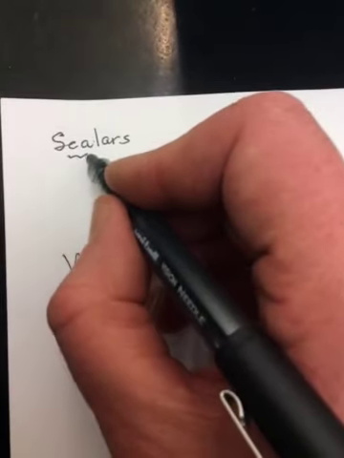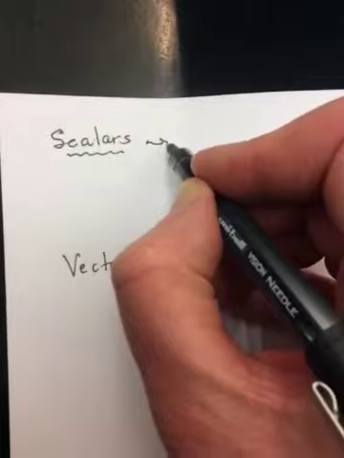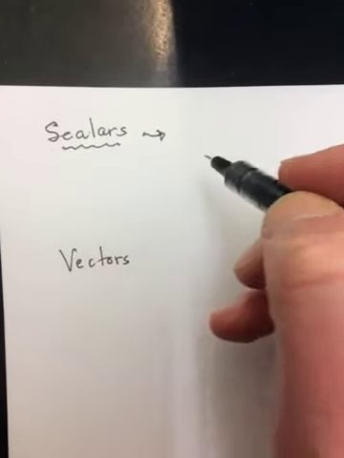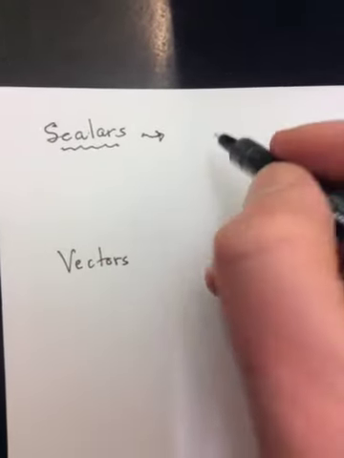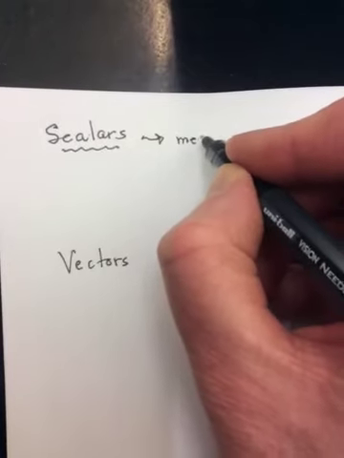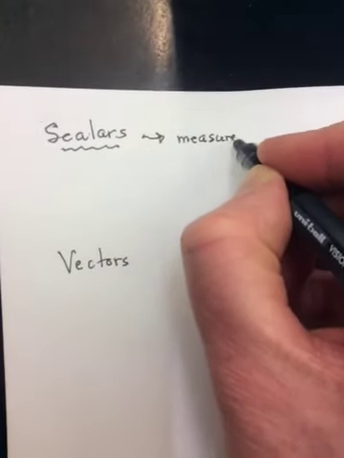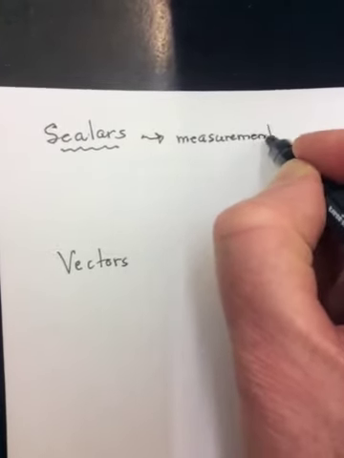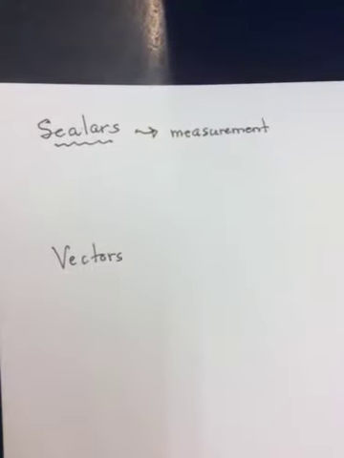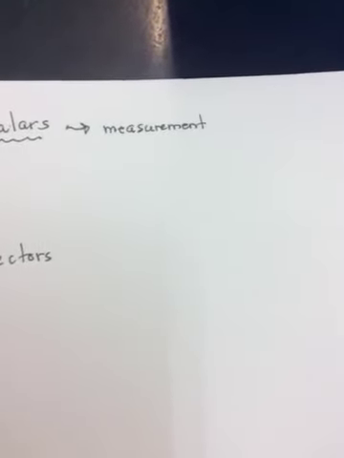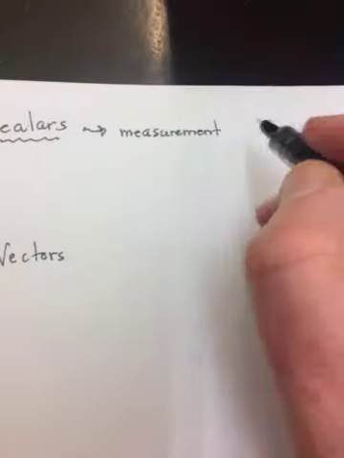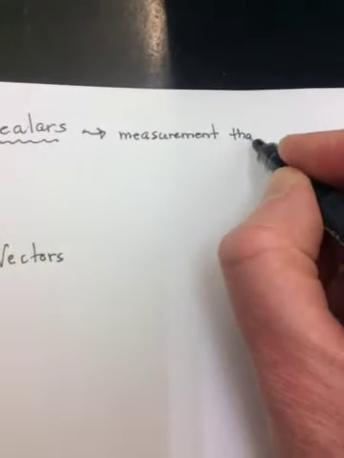Something that's a scalar is simply something that doesn't need a direction to be described. It's a measurement of some kind, but it's completely described by having just a size with a unit. It doesn't need a direction. So it's a measurement that does not need direction.